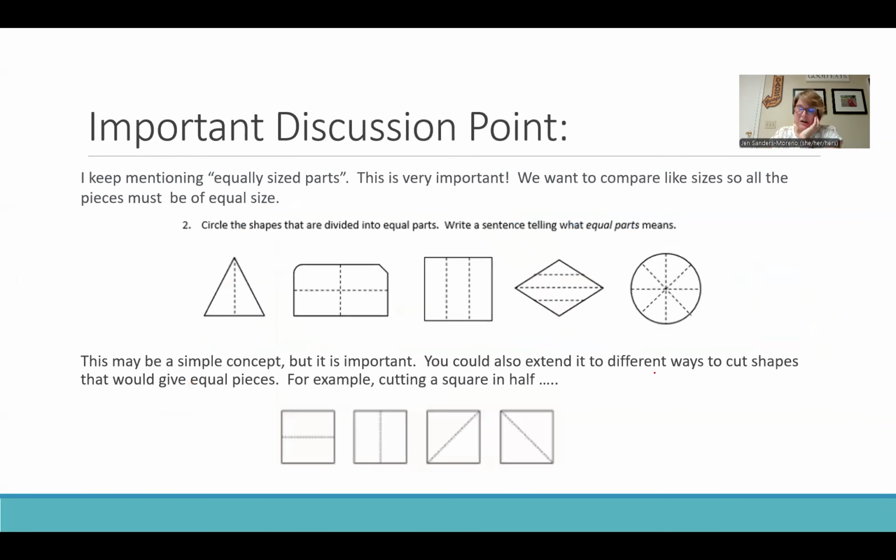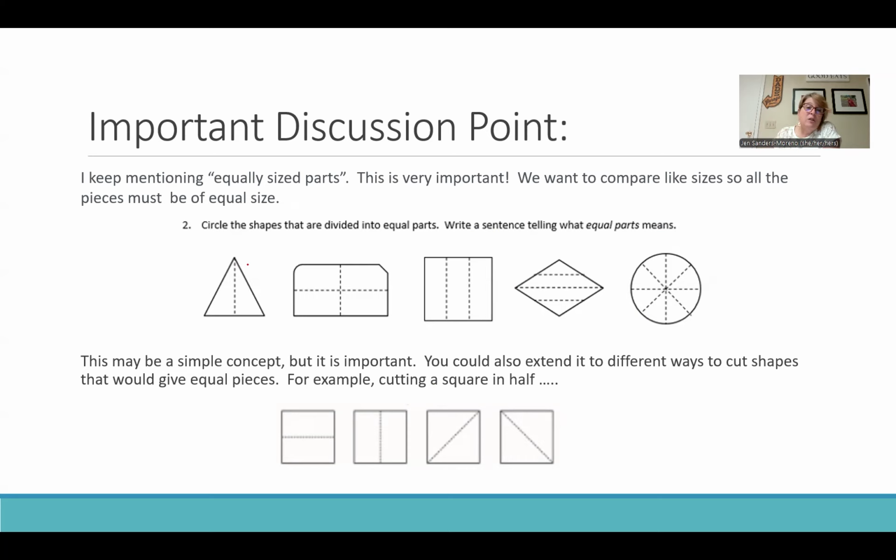Okay. So I mentioned earlier briefly about equally sized parts. Yeah, it's an important discussion point. We probably take it for granted as adults because we can see what's cut equally and what's not, but kids may not have a lot of experience actually taking something and cutting it and seeing if all the pieces are equal. And so it's really just about them noticing and maybe also verbalizing why they're not all equal.